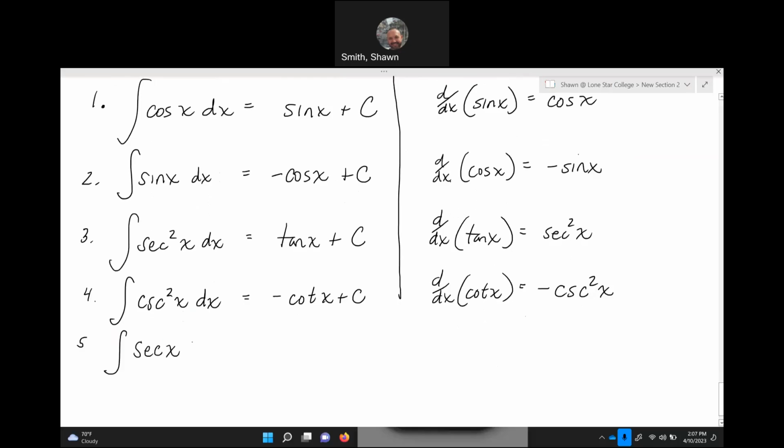Just of secant, tangent. Secant of x, tangent of x. Antiderivative is secant of x. That's one we just did, plus c. The derivative of just secant of x is secant x tangent x.